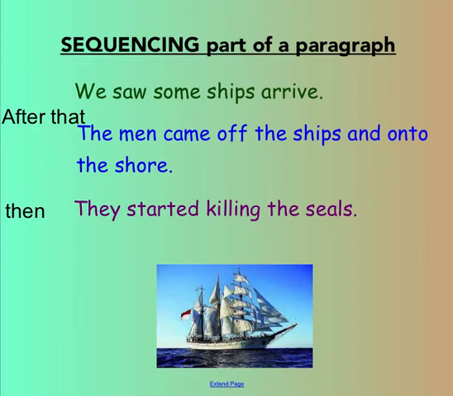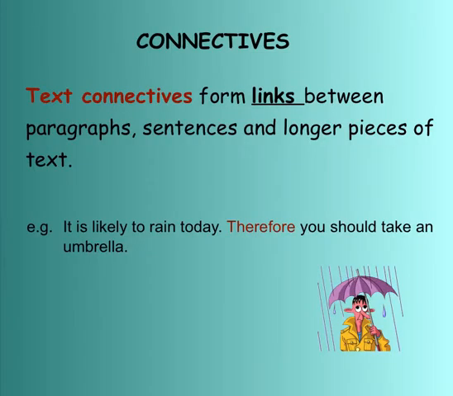Okay, well that moves us nicely into the connectives part of this video. And if you didn't know already, text connectives form links between paragraphs, sentences, and longer pieces of text. Okay, they're the links, they're like the glue that sticks the whole text together and helps people to make meaning. Look at the example here. It is likely to rain today, therefore you should take an umbrella. Now, we could have removed that word therefore. It still would have made sense, but it flows much more nicely when we put that word in. It's a linking word, and so we call it a connective.